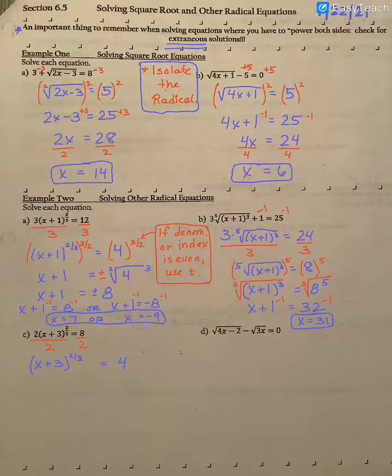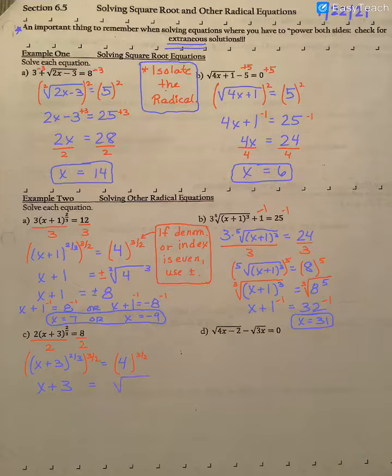We raised it to the reciprocal. What is the reciprocal of 2/3? And that reciprocal of 2/3 is 3/2. If I raise the left to 3/2, we raise the right to the 3/2 power. On the left, the 2/3 times 3/2 will cancel each other out, and I am left with x plus 3. On the right, 4 to the 3/2. Well, before we forget, what do you notice about that denominator? It's a denominator of 2, which is even.